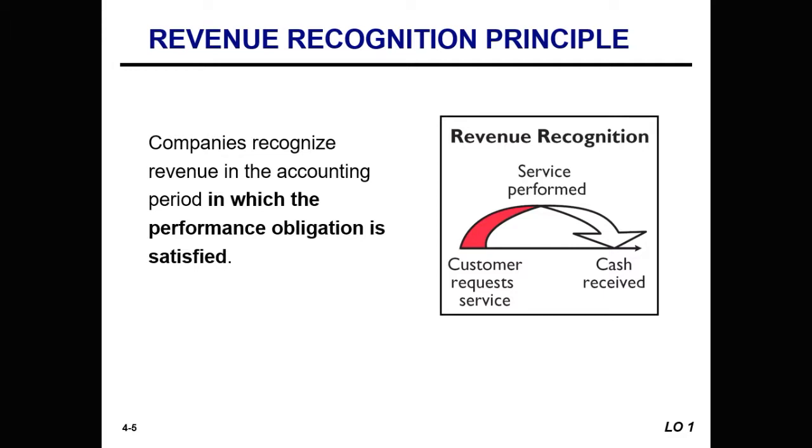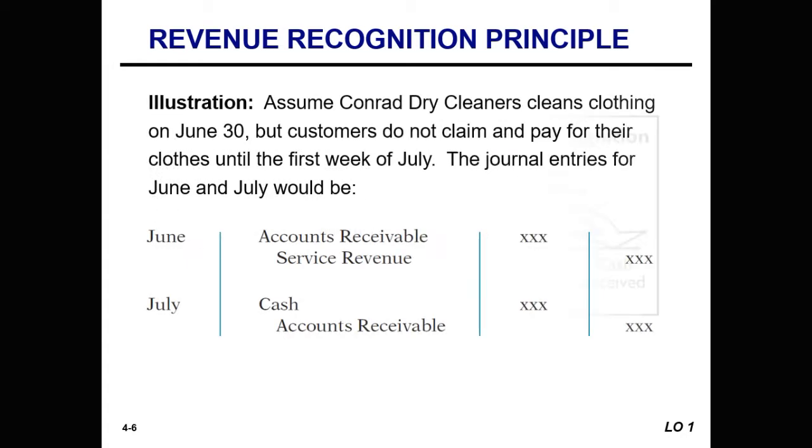So let's look at this a little bit more in depth. We have Conrad Dry Cleaners, and they clean clothing on June 30th. But the customers don't show up and claim and pay for the clothes until the first week of July. They completed their obligation. Although the customers have not claimed the clothes, nor have they paid for the cleaning in June, they did complete the obligation of performing the service of cleaning for the customers in the month of June.